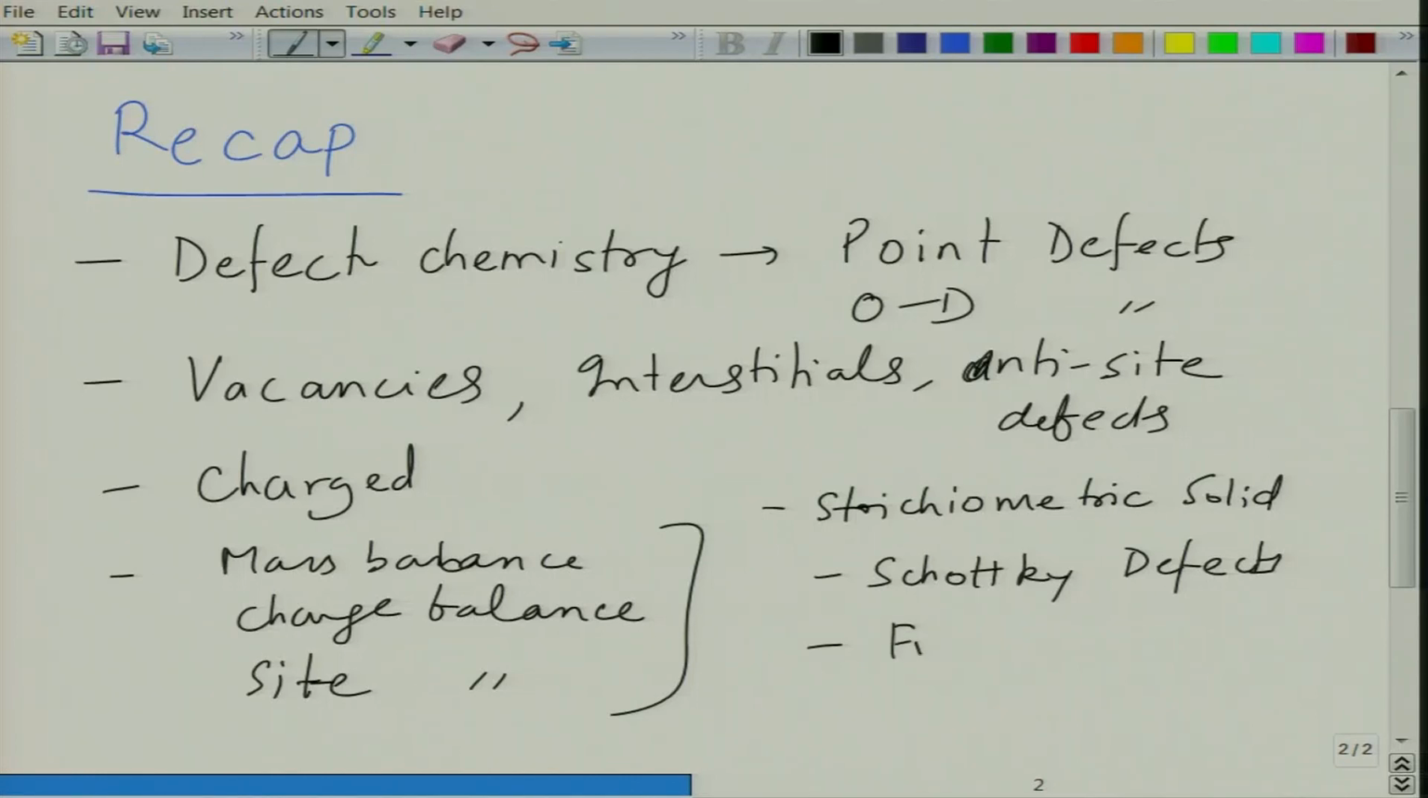And then we looked at Frenkel defects, which is again a stoichiometric defect, Frenkel or anti-Frenkel. The Frenkel defect was the formation of a vacancy and an interstitial. So, it could happen with both cations and anions. If it happens with cations, it is a Frenkel defect. If it happens with anions, it is an anti-Frenkel defect. Both of these defects do not lead to a change in the stoichiometry of solids.